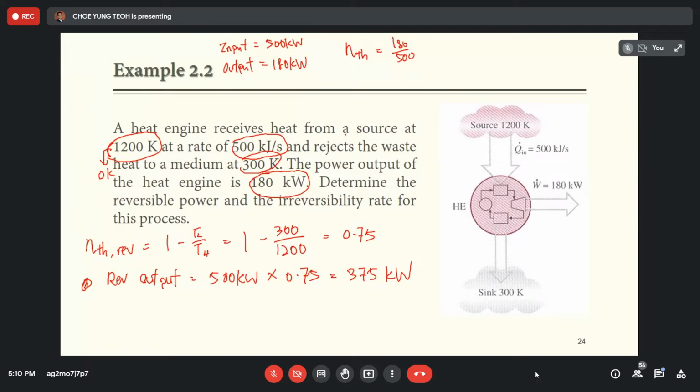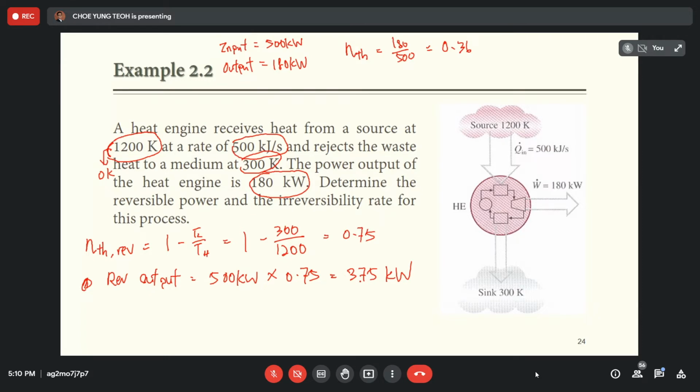Okay, so it means that if you calculate just the efficiency, it will be 36%. Okay, and if it is a reversible process, the efficiency will be 75%. So based on the efficiency for reversible process, we can calculate the reversible output, which is 375. So it means that out of 500 kilowatt, the maximum possible output you can release is only 375.